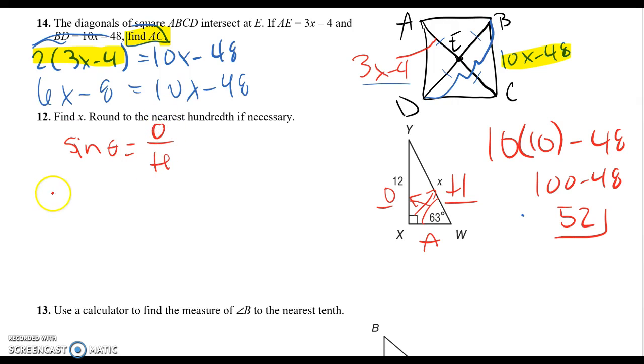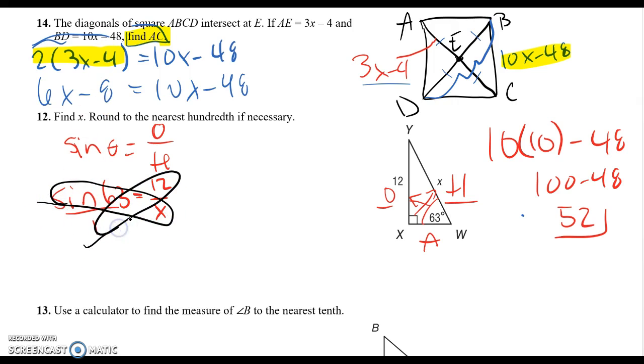And then we just plug in what we know. Again, theta is always the angle. So it's going to be sine of 63 equals opposite is 12, hypotenuse is x. And then from there we just got to solve. Okay, so put this guy over 1. Do our cross multiplication to get rid of our fractions. Nobody likes those. It's going to be 12 equals sine of 63 times x.